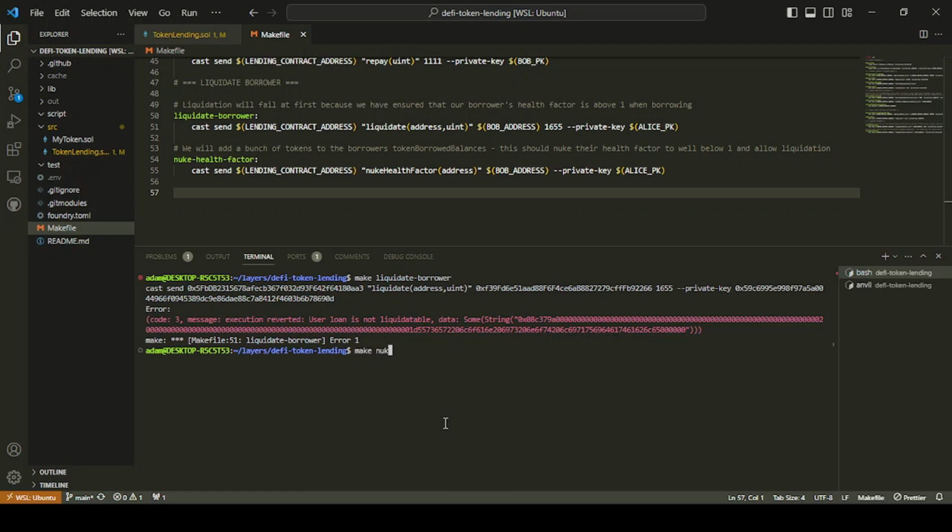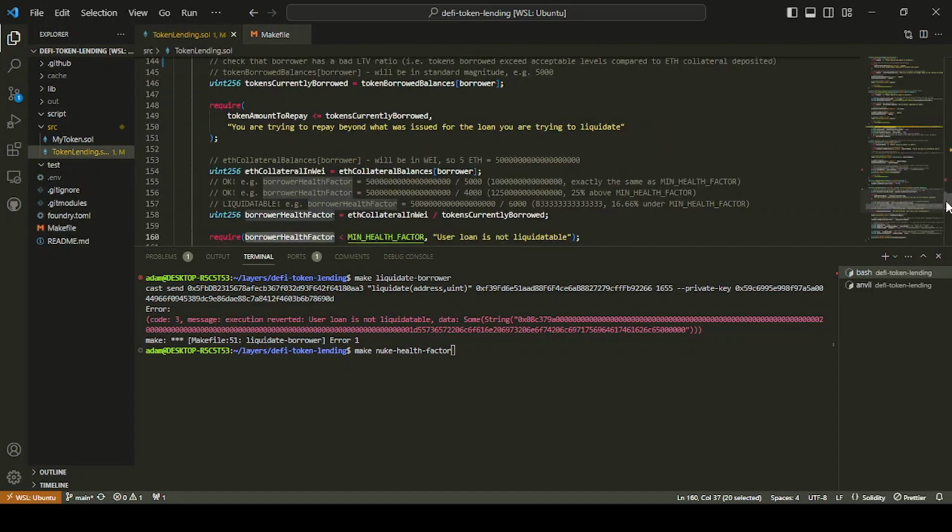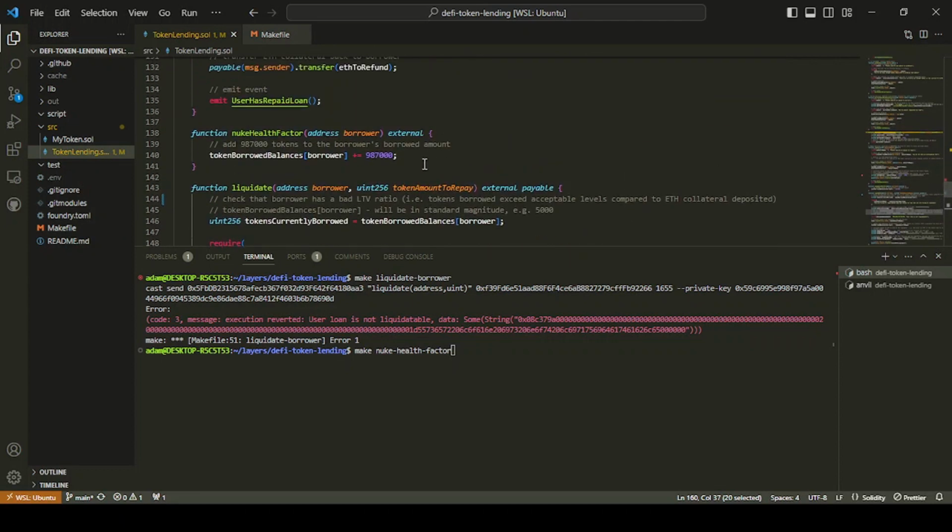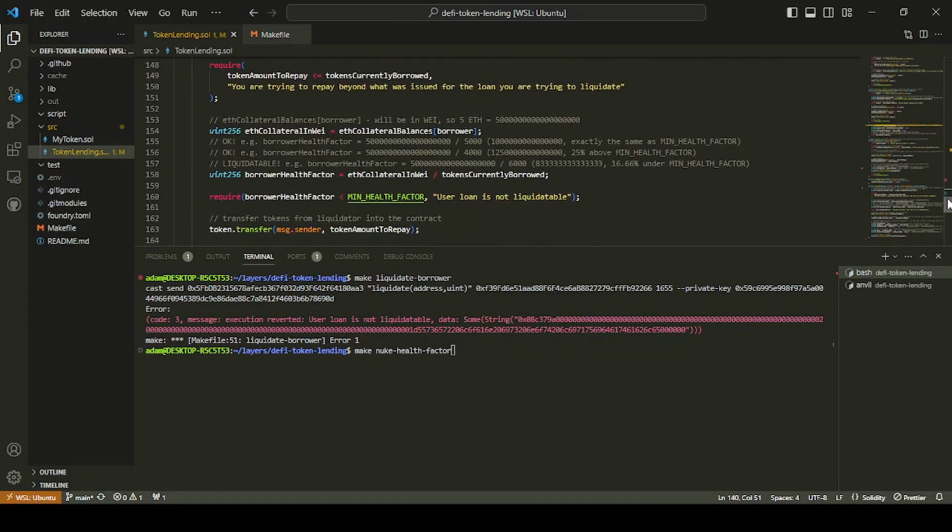So what we're going to do now is nuke health factor, and all this does is cast send to the lending contract, calls nuke health factor with the address of Bob, and from Alice's private key. And again, as we said here, it just adds a ton of tokens onto the borrowed amount, and that will ensure that this require statement gets passed, because his borrower health factor will now be well under 1. It's set at 1, and as I said, it's called nuke health factor. So that's what it does. It nukes the health factor.